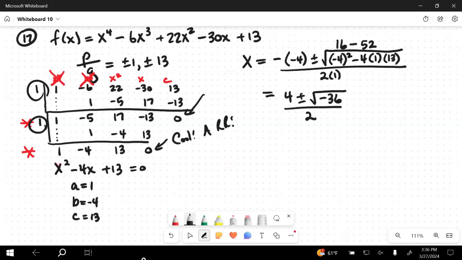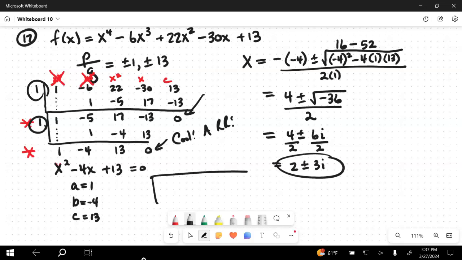All over 2. I can clean that up a little bit more. That is 4, plus or minus the square root of 36 is 6. With a negative inside is an i, and I'm going to make it into 2 smaller fractions to reduce a little easier. So my 2 zeros would be 2 plus and minus 3i. Now they're complex, but they still need to be in our master list. Our 4 zeros are 1, 1, and 2 plus and minus 3i.